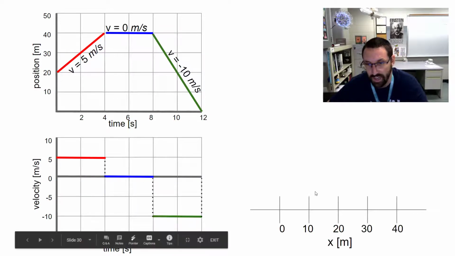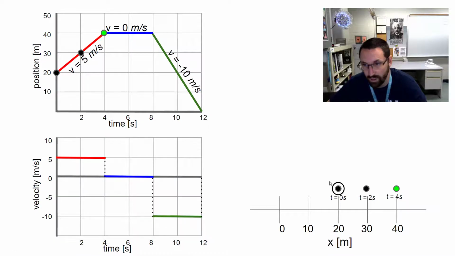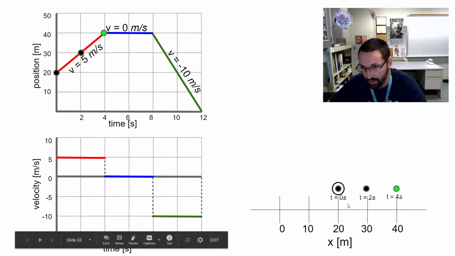So I need a scale, so I'm going to set this up 0 to 40 meters, and it started at a position of 0. The first one, I'm going to circle that dot and I'm going to write the time of 0 seconds. 2 seconds later we are at a position of 30, so I put another dot at 30, and I also label it as 2 seconds later. 2 seconds after that we're at a position of 40, so I put a dot there and I label this one. I've now established a pattern: each dot represents 2 seconds.